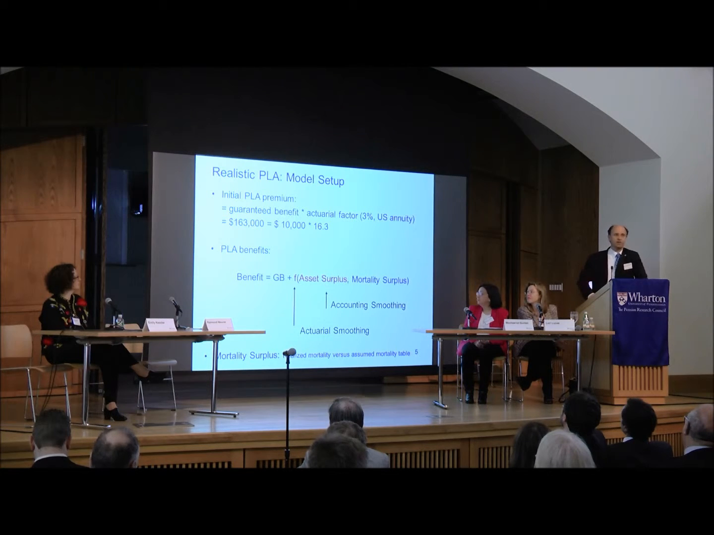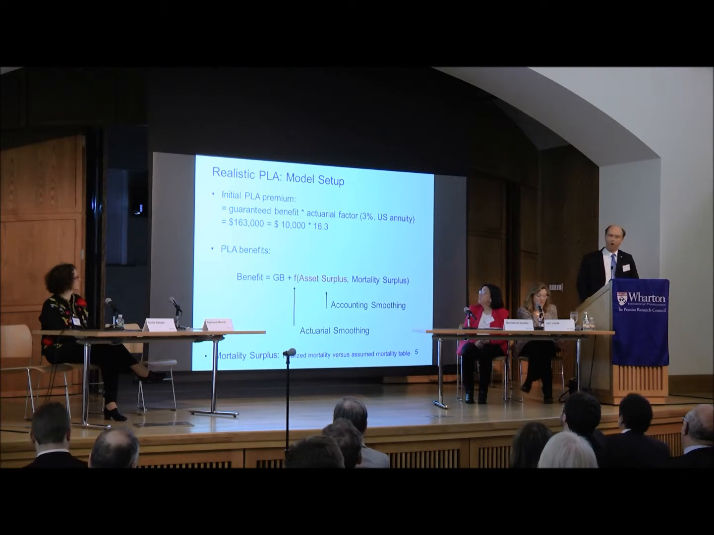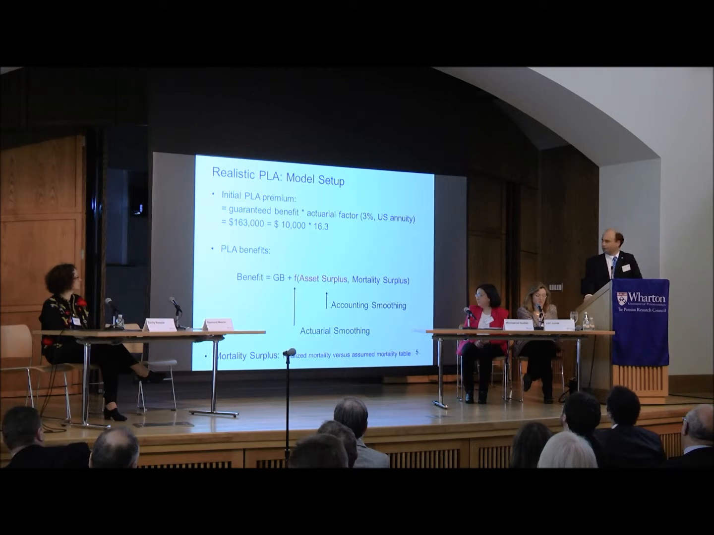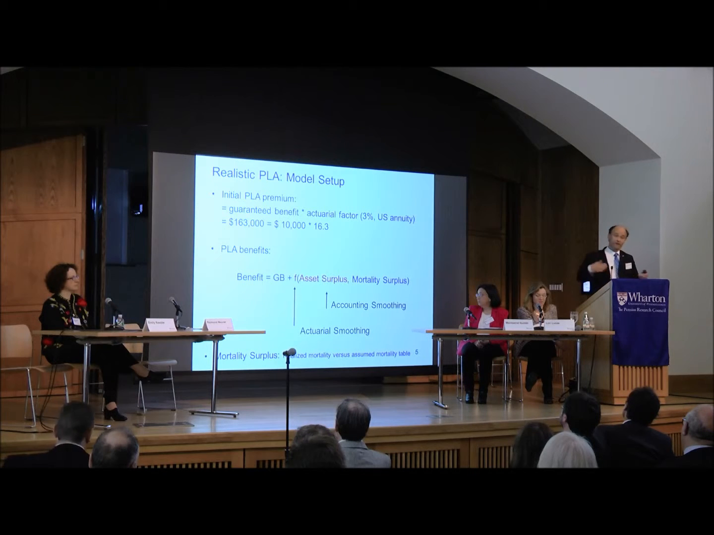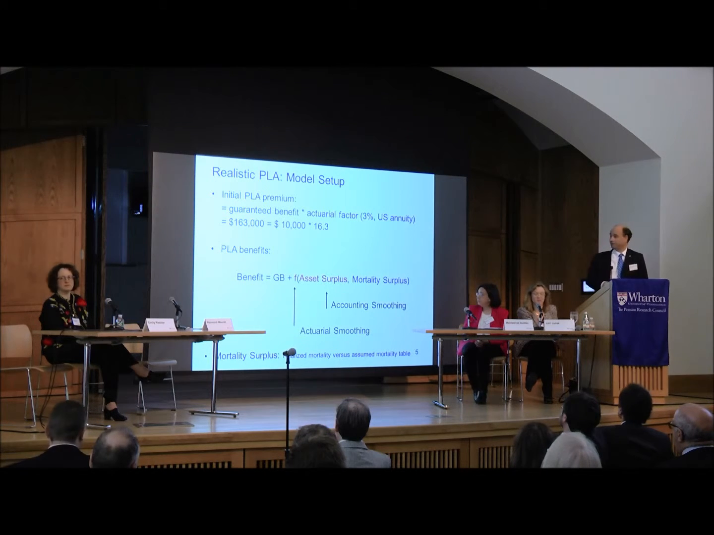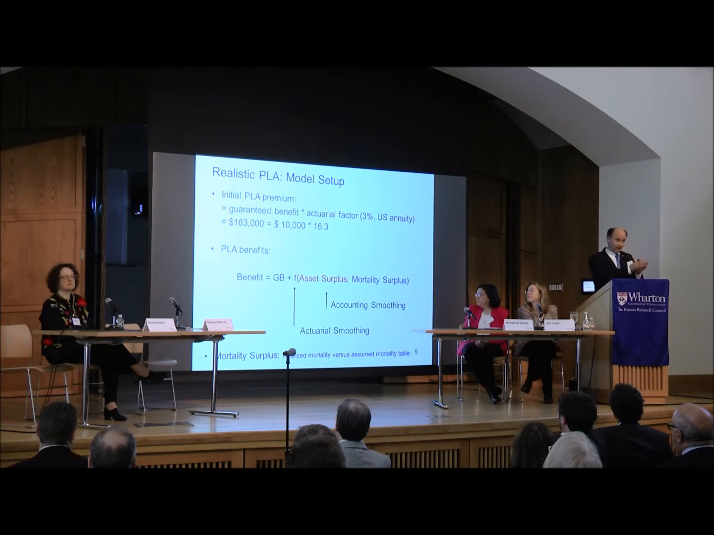And use a US annuity table with a lot of risk charges. Then you have an actuarial factor of 16.3. Overall, you have a premium you have to pay for the $10,000 for the rest of your life of close to $160,000. Then the overall benefit depends on part number one, the guaranteed benefit, plus the surplus.